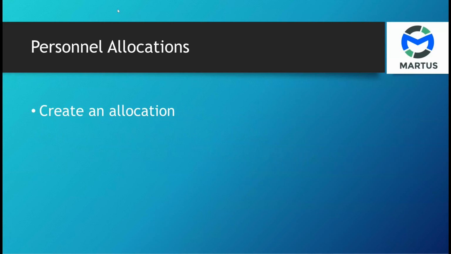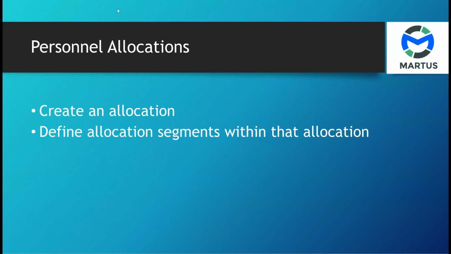Allocations are defined separately from your personnel budgeting scenarios. You define an allocation and then create allocation segments within it. Each allocation segment defines how compensation costs should be distributed.